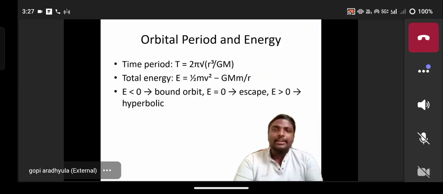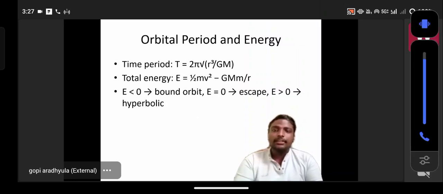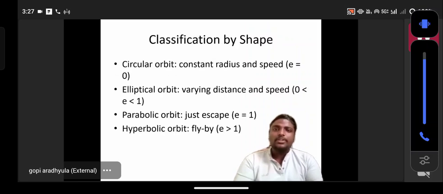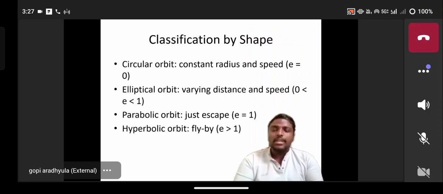Now I discuss orbit period and energy. Time period T equals 2 pi square root of R cubed by G M. Total energy E equals 1 by 2 m v squared minus G M m by R. E less than 0 is a bounded orbit, E equals 0 is escape, E greater than 0 is hyperbolic. Now I discuss the classification of shape.